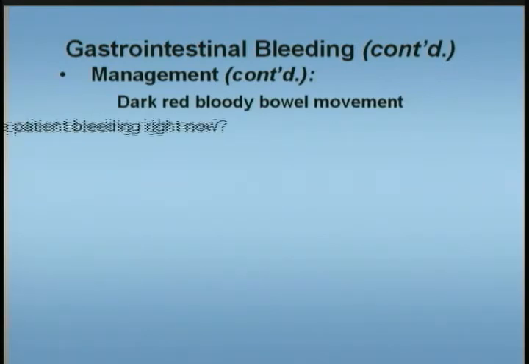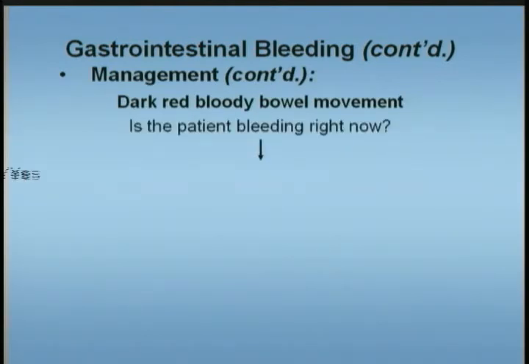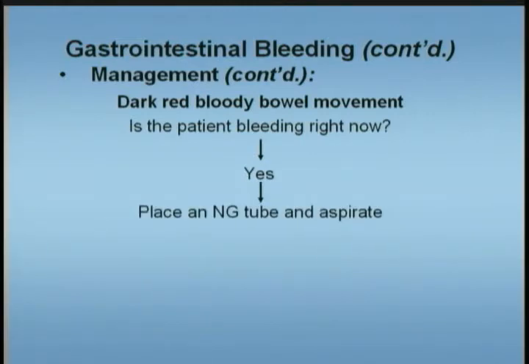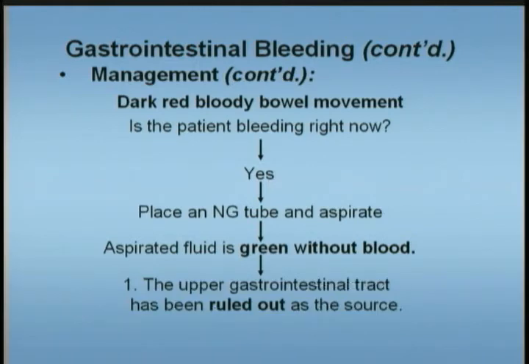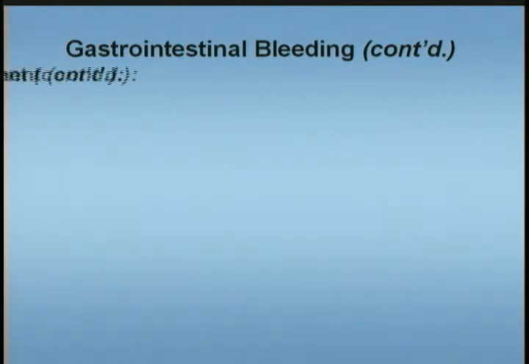Continue with this. Dark red blood bowel movement, you ask yourself, is the patient bleeding right now? The answer is yes. You put the nasogastric tube and aspirate, and what you get now is green fluid without blood. He's bleeding right now, but not from the GI tract in the upper part. You already have ruled that out. Otherwise, there would have been blood in the nasogastric tube. So now the upper GI tract has been ruled out. That's not the source.